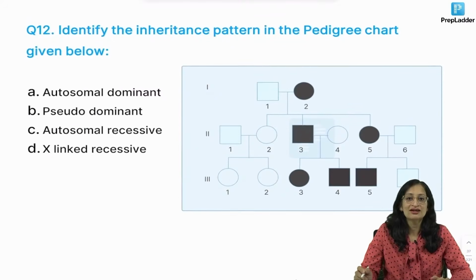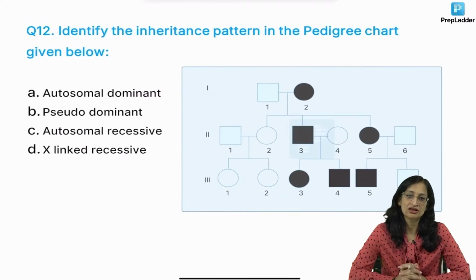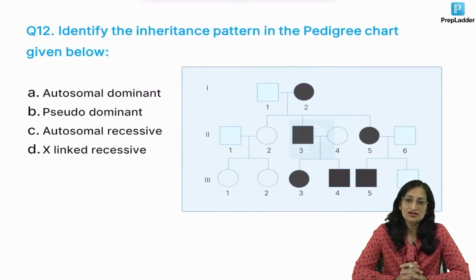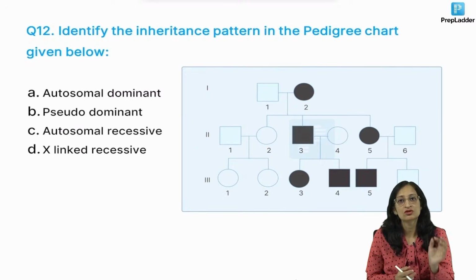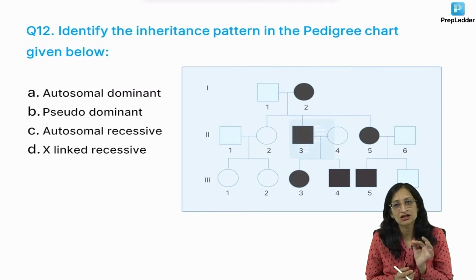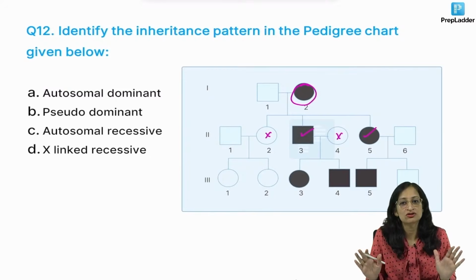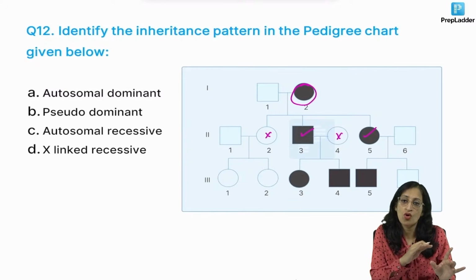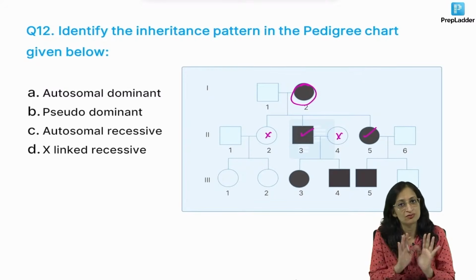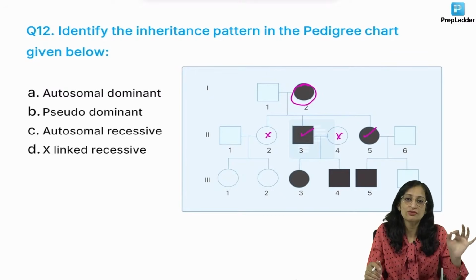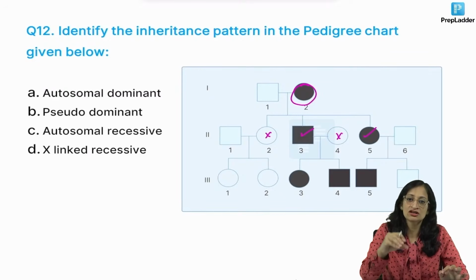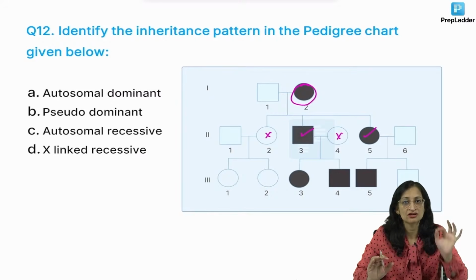Okay. Moving ahead, identify the inheritance pattern in a pedigree chart. Now, whenever you are getting a pedigree chart, 3 golden rules. First thing you see is whether all children of an affected female are affected. Yes, so if you see here that this female is affected, but all her children are not affected. This is not affected, this is affected, this is not affected, this is affected. So it is not mitochondrial inheritance. In mitochondrial inheritance, all children of an affected female are affected. Mitochondrial out.